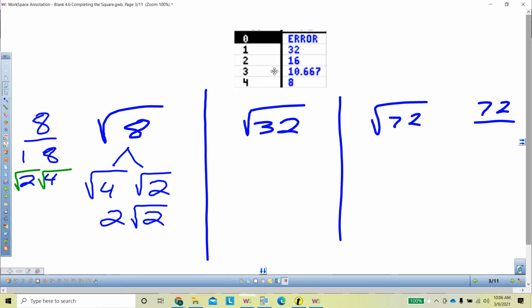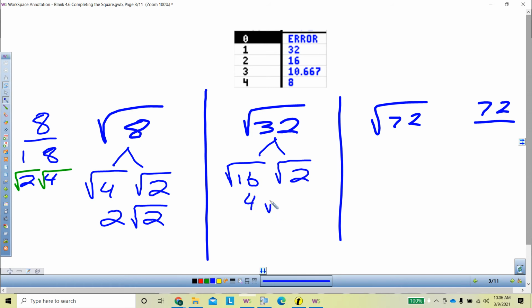So what's the biggest one of those factors I can square root? 2 and 16, right? So if I break this apart, I always like writing the one I can square root first, like I said. Square root of 16 is 4. Square root of 2 I can't do. So 4 times the square root of 2.